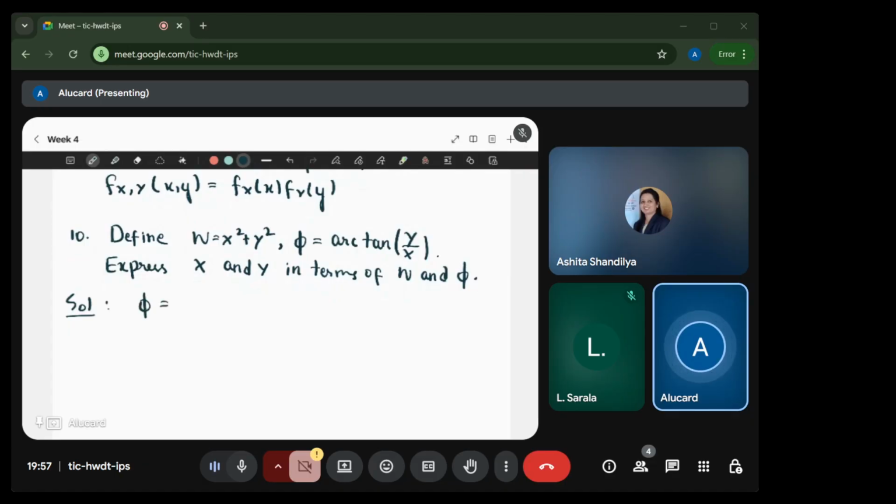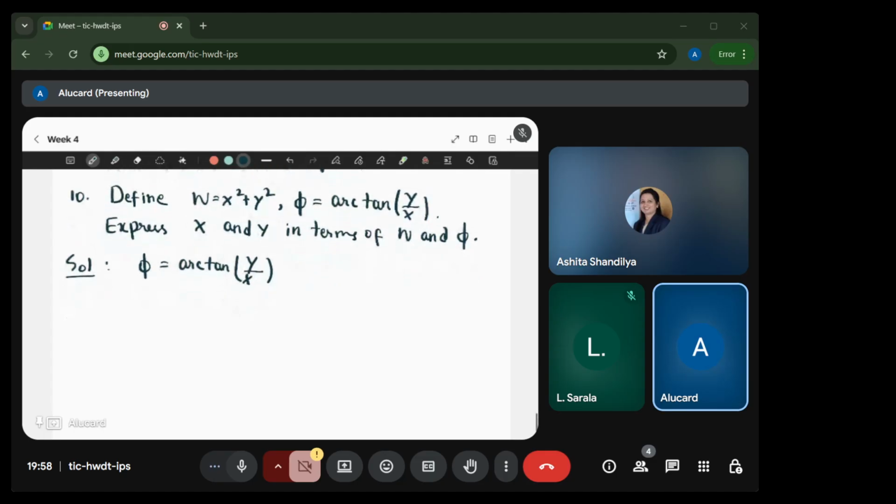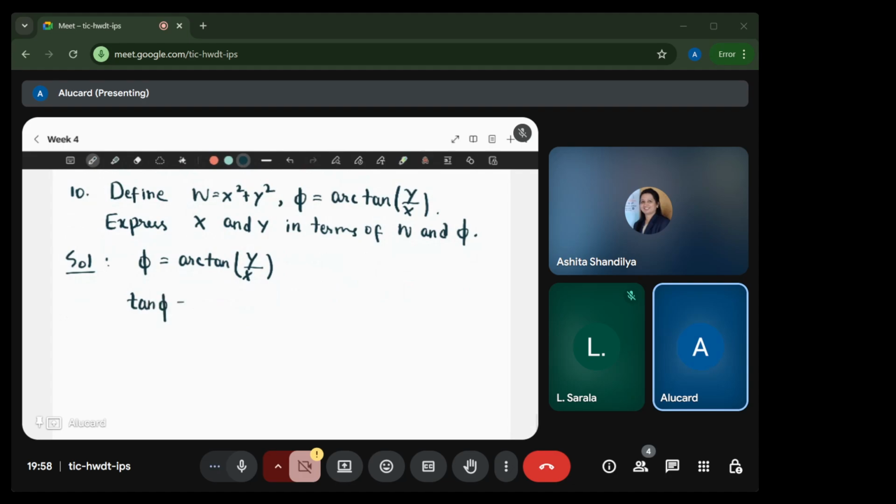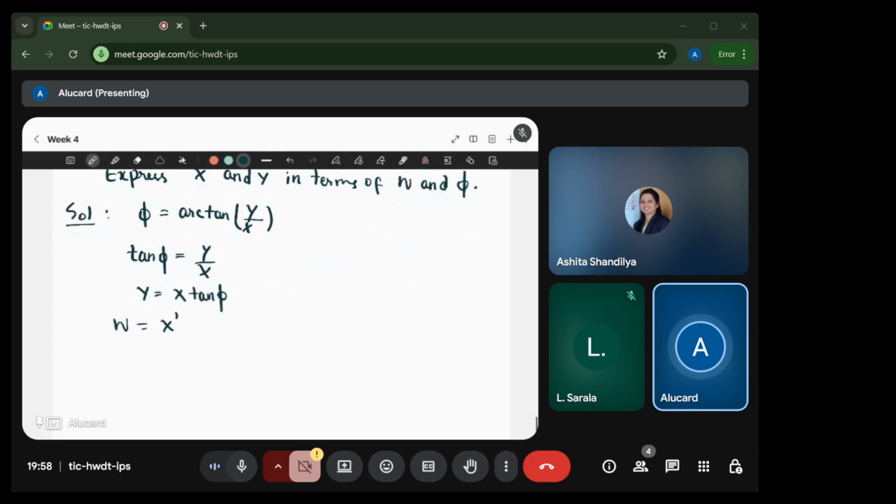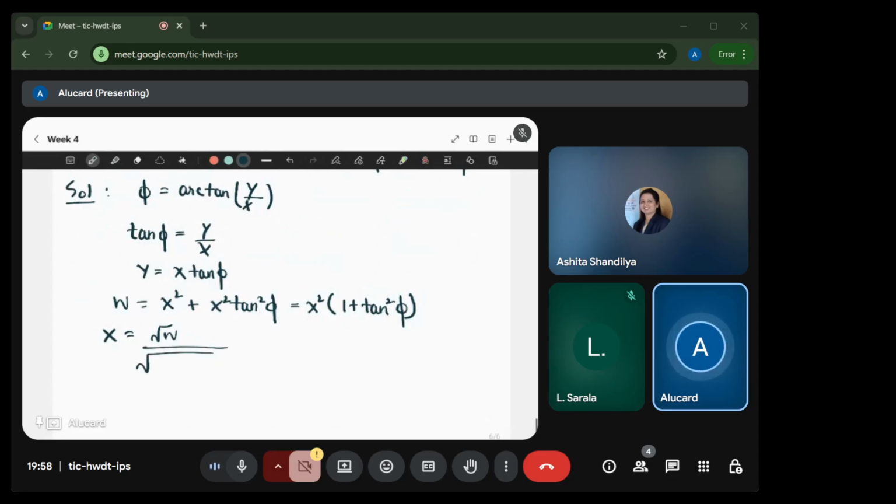And we know that phi is arctan of y over x. So tan phi is y over x, y is x tan phi. But we know that w is x squared plus y squared. y squared is x squared tan squared phi, which is x squared into 1 plus tan squared phi. So x is square root of w divided by square root of 1 plus tan squared phi.